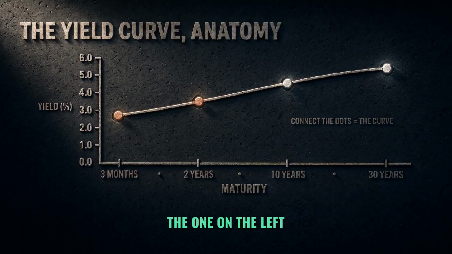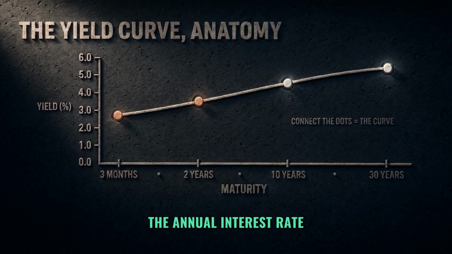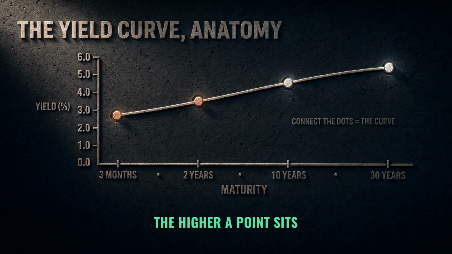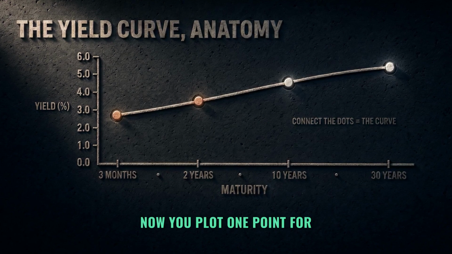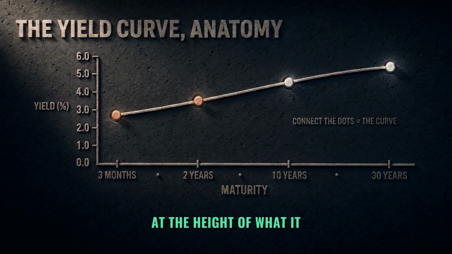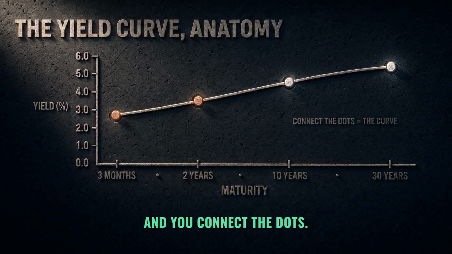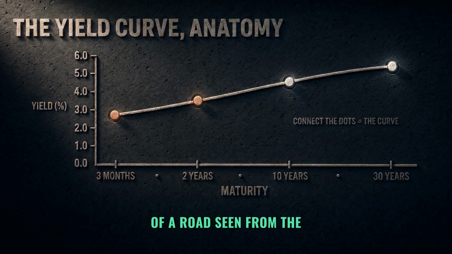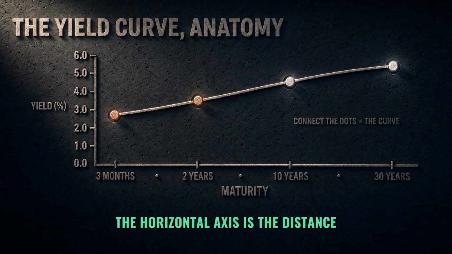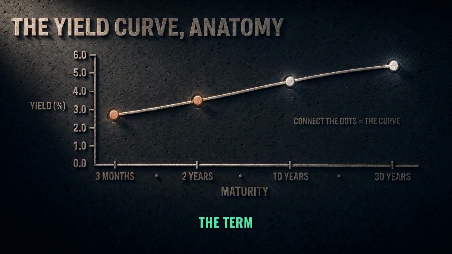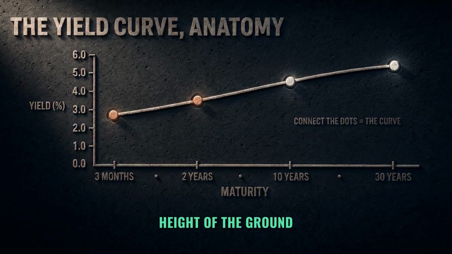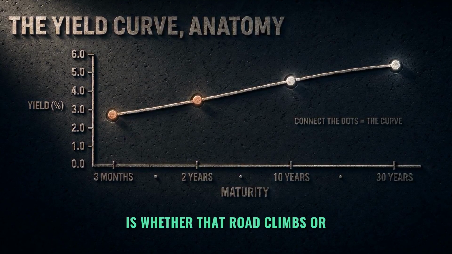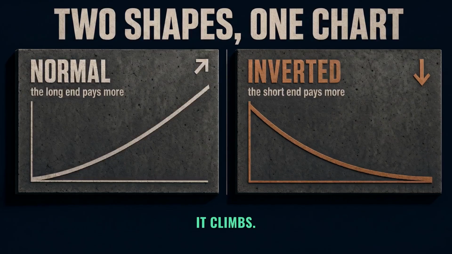The vertical axis, the one on the left, is the yield, the annual interest rate as a percentage that each of those bonds pays. The higher a point sits, the more that bond pays you. Now you plot 1 point for each maturity, at the height of what it pays, and you connect the dots. That line is the yield curve. Think of it like the profile of a road seen from the side. The horizontal axis is the distance you travel, the term, and the vertical axis is the height of the ground, what you get paid. The only thing you are going to watch in this whole video is whether that road climbs or drops. Normally it climbs.